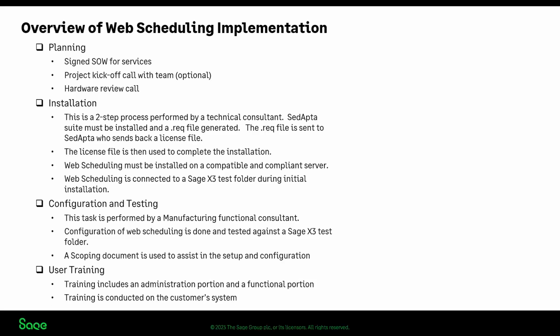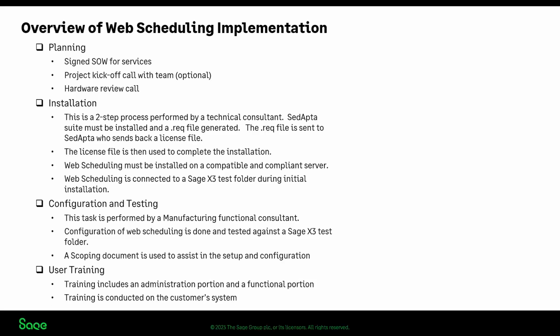Then we go through the actual installation. So once the server is all set up, we're starting to go through the installation. Now, one thing to point out, it is a two-step process. So Zapdata Suite web scheduling is installed on the server. And then what we do is we generate this .req. And then that is sent to Zapdata, they send back a license.